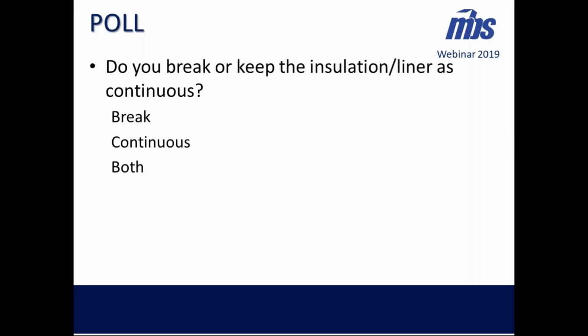Here's a question we'd like to know: how many of you, when you have bump outs, would like to break the panel, have the panel continuous, or maybe both, for liner panel and/or insulation?